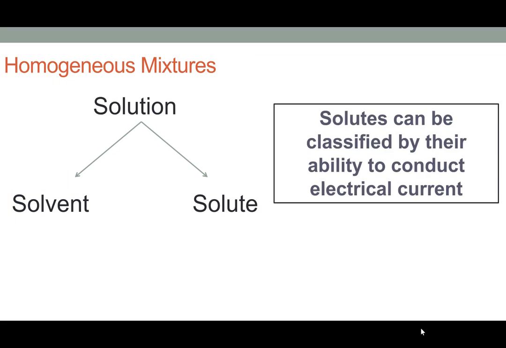The two types of solutes that we're going to talk about are ionic and covalent. Solutes can be classified by their ability to conduct an electrical current. A little foreshadowing here: one of these solutes, ionic or covalent, will conduct an electrical current. One of them will not. That's how we're going to classify these two solutes. But before we can classify them, let's take a look at how ionic and covalent solutes differ.